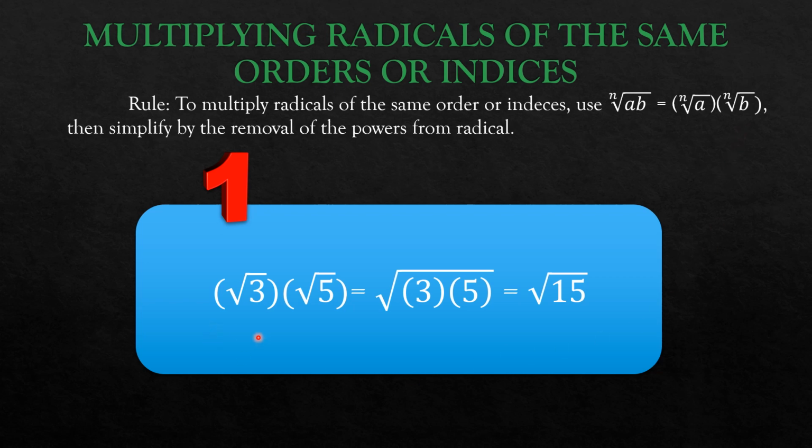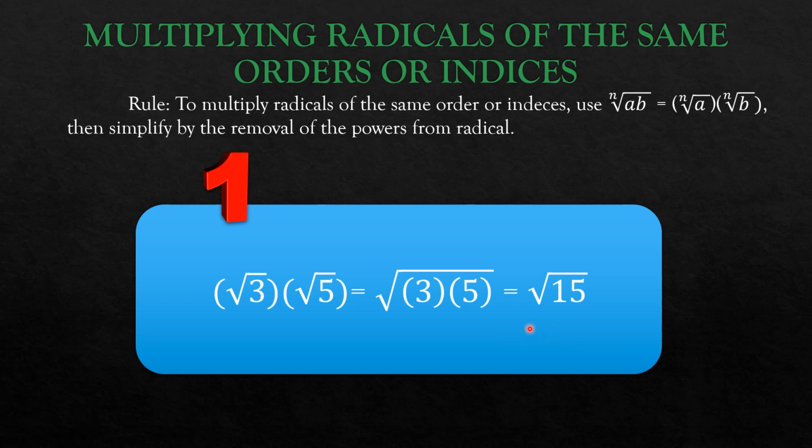For example, we have the square root of 3 times the square root of 5. So we just have to multiply the radicands. That's why here, meron tayong 3 times 5. 3 times 5 is equal to 15. So the product of the square root of 3 and the square root of 5 is the square root of 15.